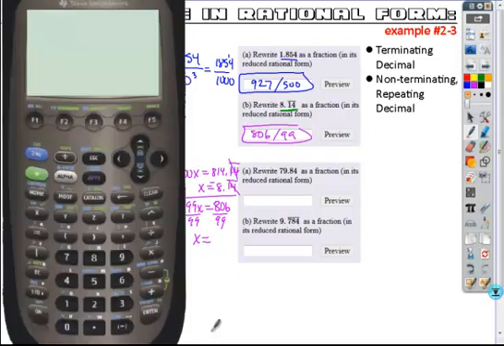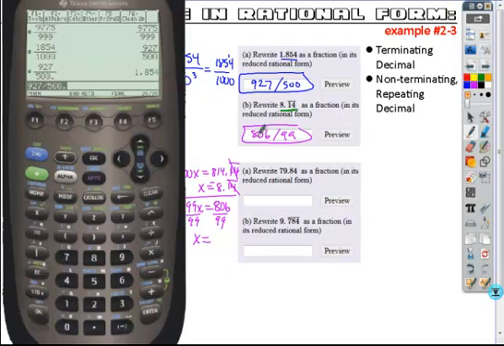Okay, and once again, I can confirm my answer. If I type in 806 over 99 on the TI-99 and hit enter, it will reduce it for me, showing that this is the reduced form. And if I wanted to verify that this is the 8.14 with those 2 digits repeating, if I do the calculation, I see 8.141414. It shows me that that is correct.